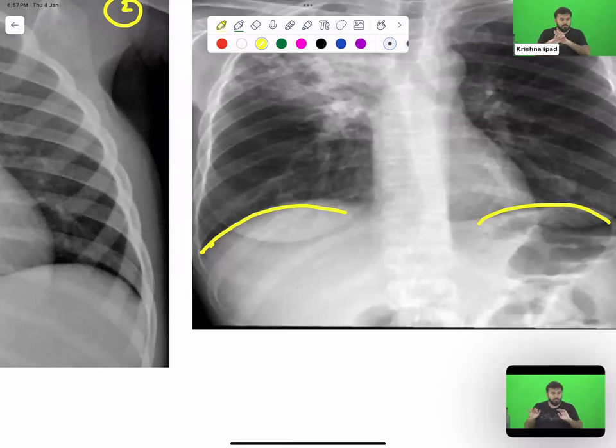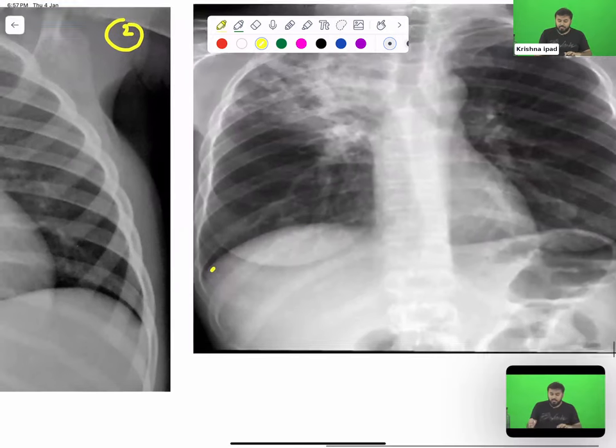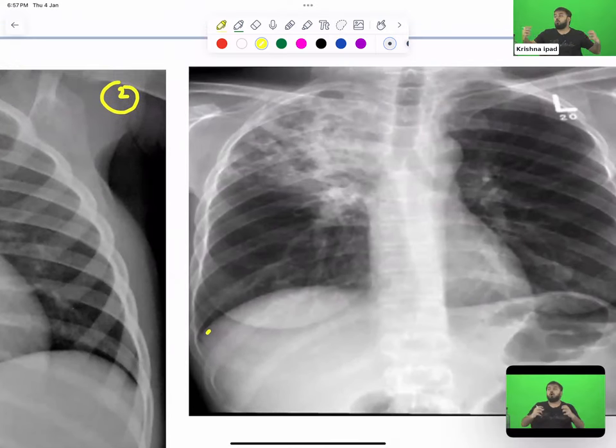This dome is normal, so it is not pleural effusion. Okay. Next, hilar lymphadenopathy. It will not go till the periphery. Is it going to the periphery here? It is going. Third important thing, how will Gons focus look? It will be small. Gons focus is very, very small. Is there a Gons focus here?